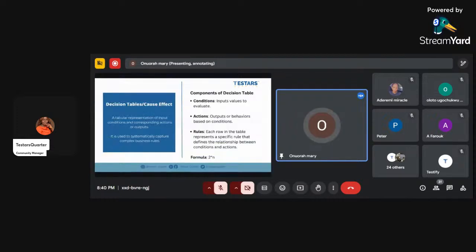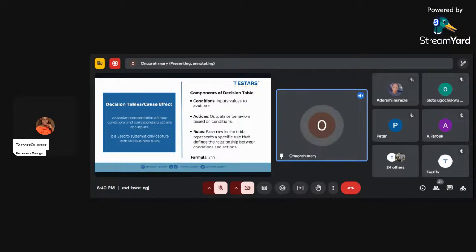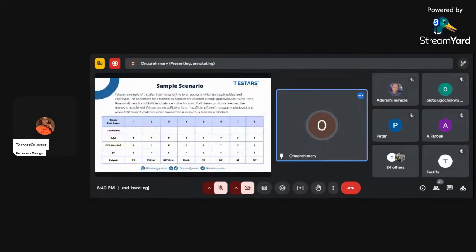Like I said on the previous slide, there's a formula, 2 raised to power n, whereby n is the number of conditions that you're given. And seeing from what we have read here, we have 3 conditions that we are given: already approved account, OTP match, and sufficient account balance. So going by this formula, we have 2 raised to power 3, which will give us 8. That is how I came up with these 1, 2, 3, 4, 5, 6, 7, 8 columns that you can see here.